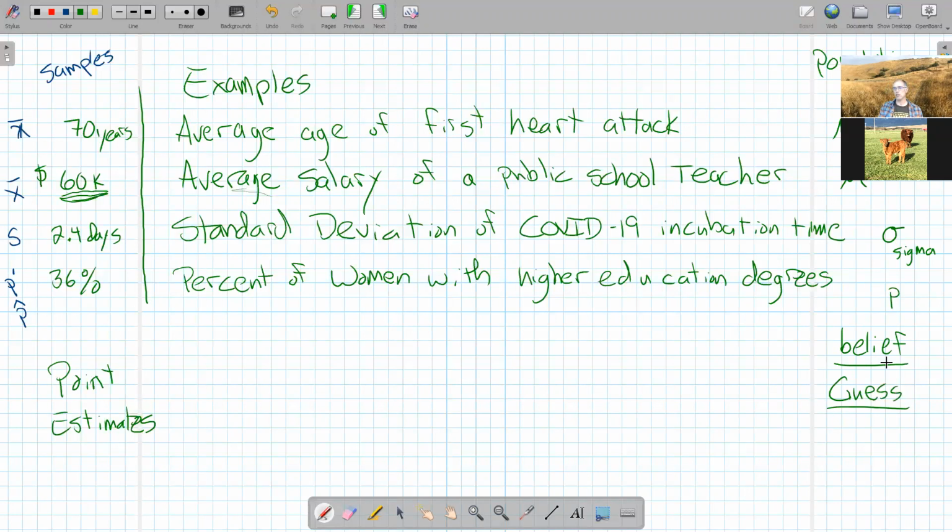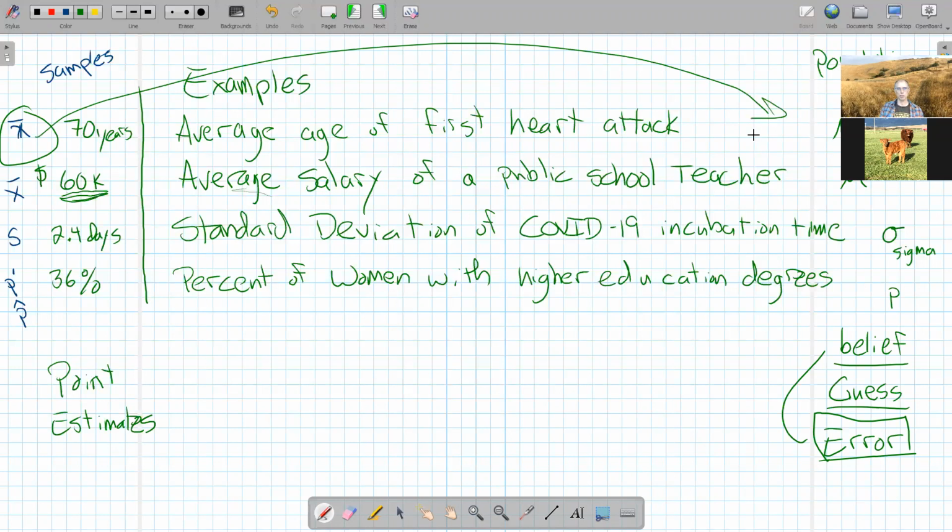When we have beliefs and we make guesses, there's always error involved, right? We never know for sure. If you don't know for sure, there's error. And so we need to try and measure that error. And that's what this chapter starts off with. How do we measure the error in our estimation when we're trying to use a sample to predict a population?